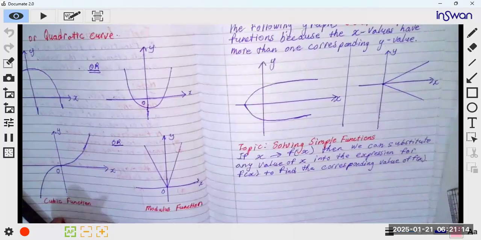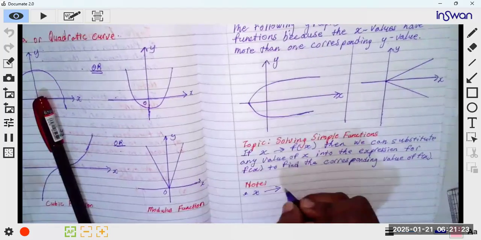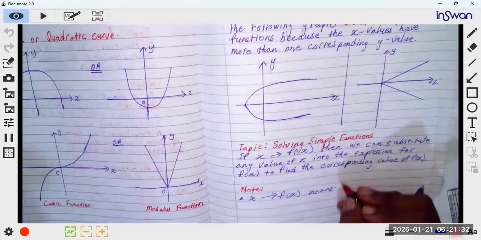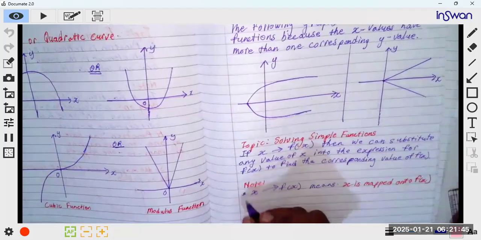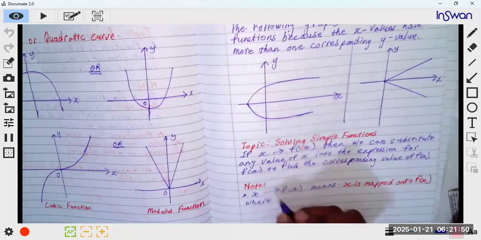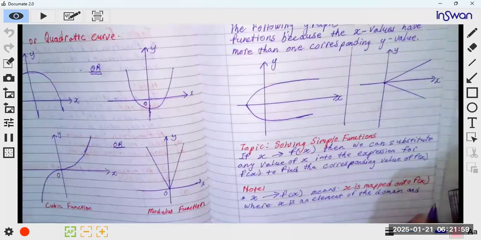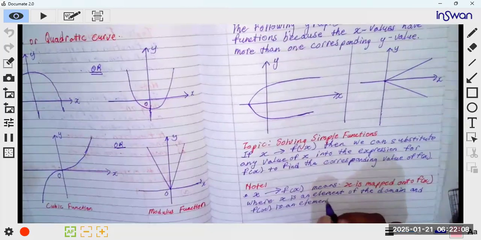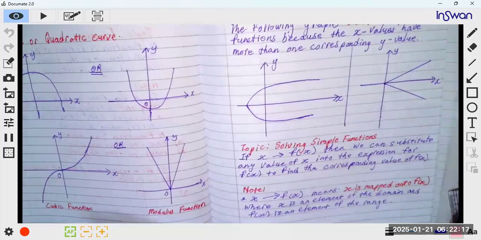So we've got a note. This symbol f of x means x is mapped onto f of x, where x is an element of the domain, and f of x is an element of the range. So x is an element of the domain and f of x is an element of the range.